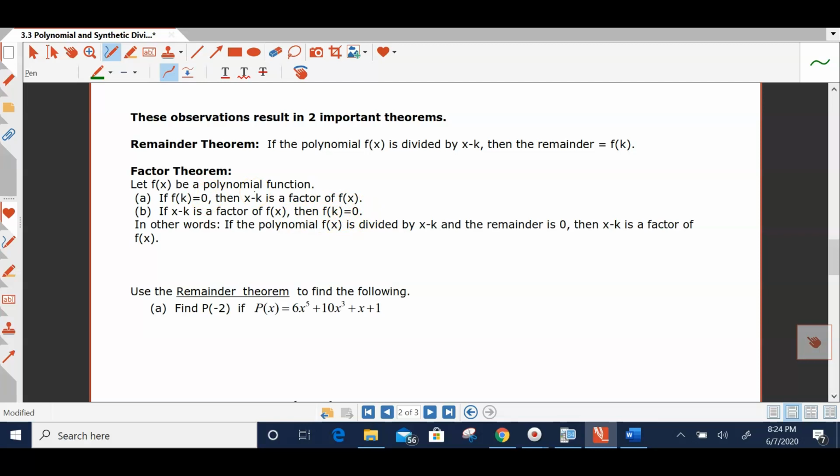So in other words, if the polynomial is divided by x minus k and the remainder is 0, then x minus k is a factor of f of x. And we could also say x equal to k is a 0. That's how this information is connected to what we've been doing here in chapter 3, finding zeros. And the remainder theorem basically just says if you've got a polynomial and you divide it by x minus k, then the remainder is a function value, f of k.